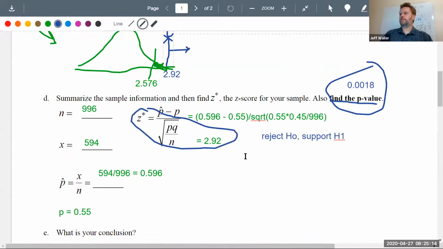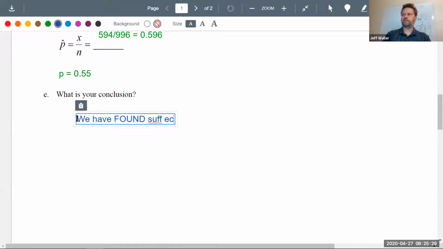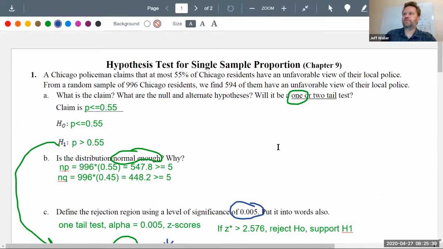All right, so let's try to write this conclusion out. So we made it, right? We made it into the rejection region. We have found sufficient evidence to what? Reject or support the claim. I mean, what was the claim? Which one is the claim?